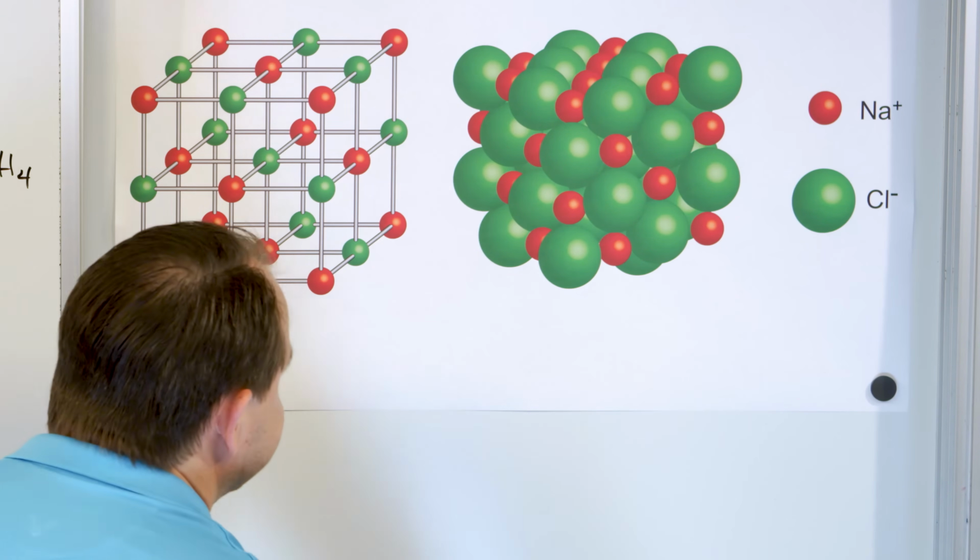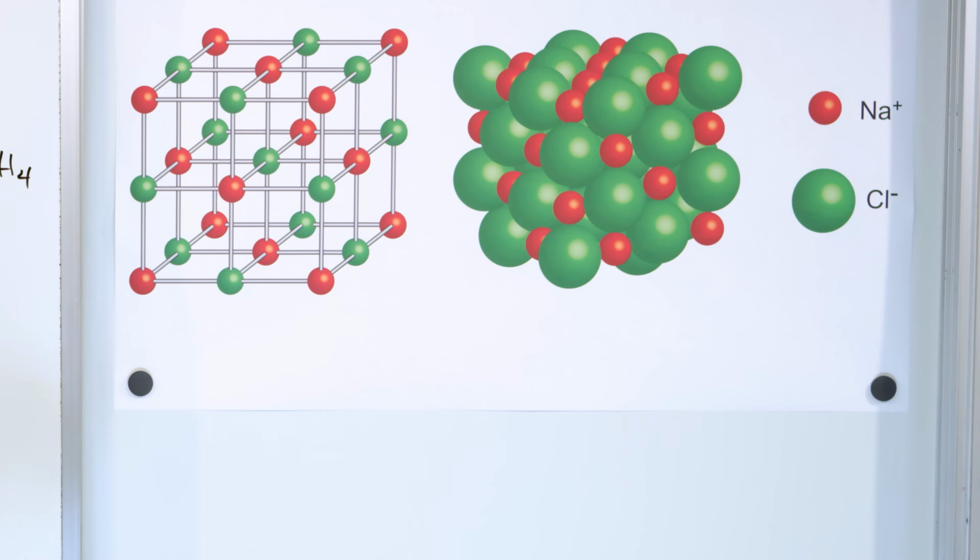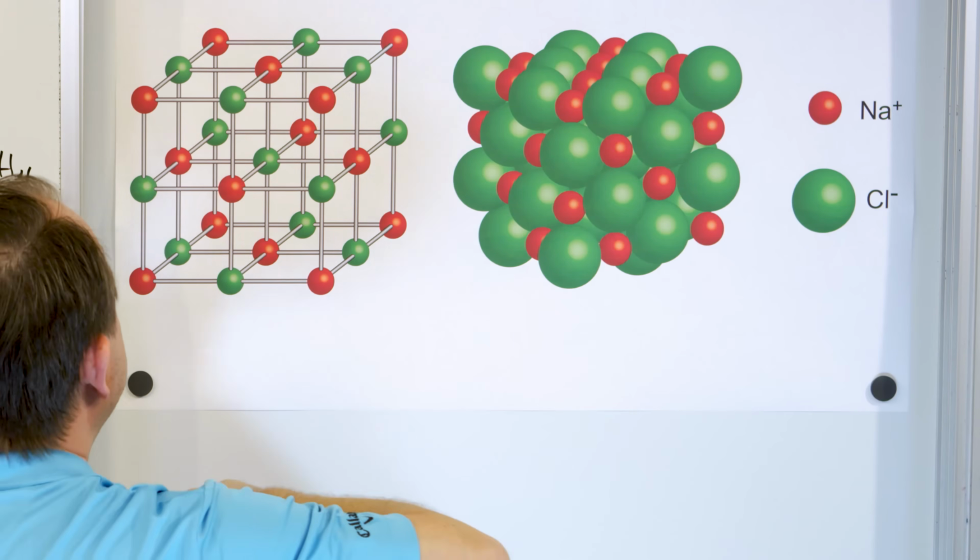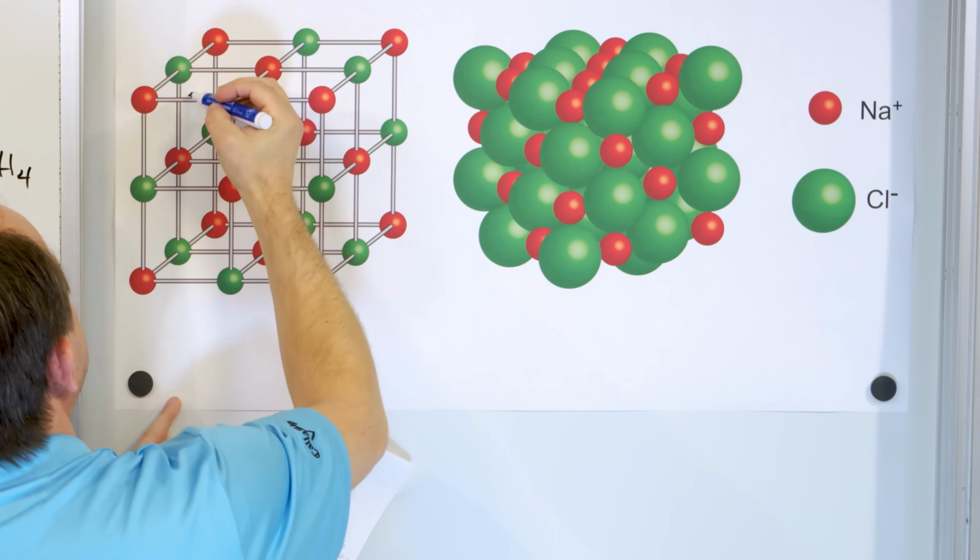Now let me ask you this. It is true that one atom of sodium bonds with one atom of chlorine, but if I draw a circle around this, I guess I'll just do it.